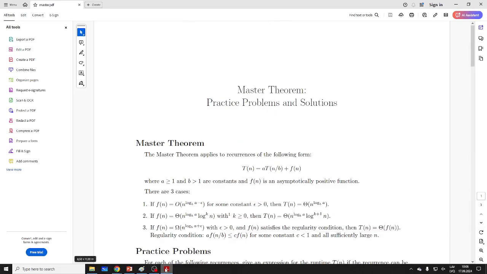So welcome back to our master theorem, fifth lecture in algorithms. Basically we'll practice solving some of these recurrences and find out what the complexity of these are.